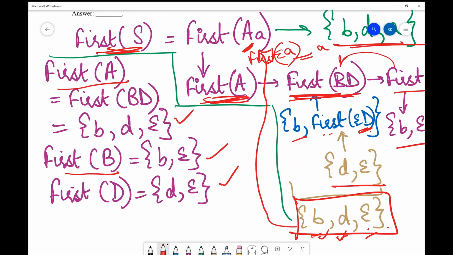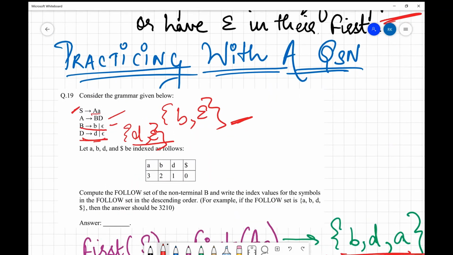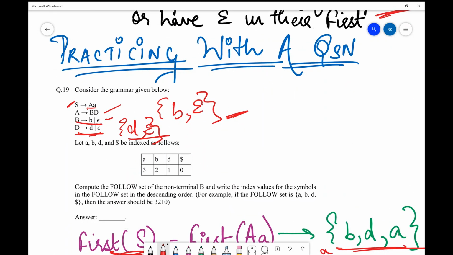In the next session, I'm going to discuss how to find follow, and then consecutively we'll solve this particular GATE 2019 question, which involves the use of the entire set of rules of first and follow and how to find this follow in this given question. So that's all for this session.